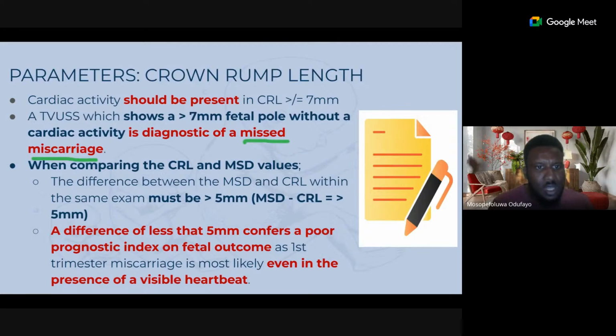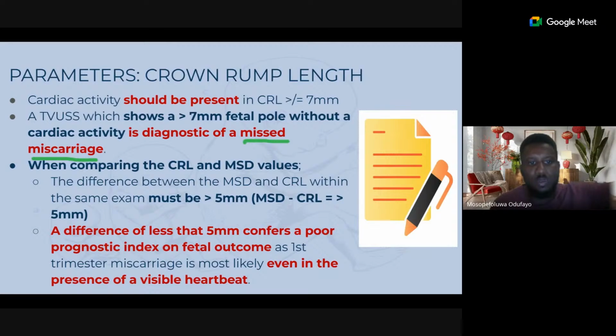Yeah, so that's it. Now one thing we need to know, when we are comparing the CRL and the gestational sac diameter values, just take note of this. The difference between the CRL and the gestational sac diameter should be greater than 5 millimeters. For example, if the CRL you got was 14 millimeters, the gestational sac diameter should be at least 5 millimeters greater than that 14.